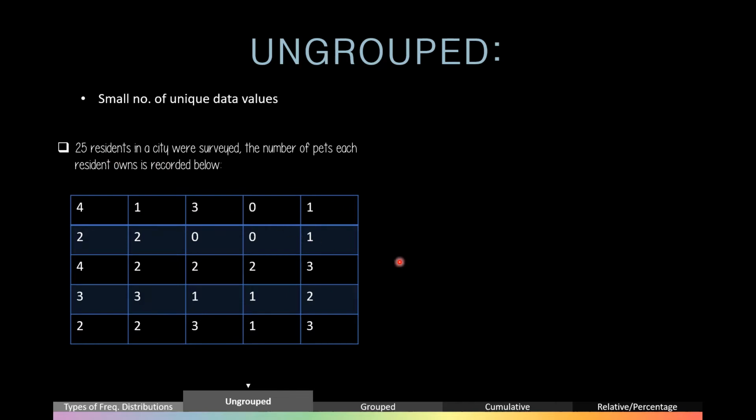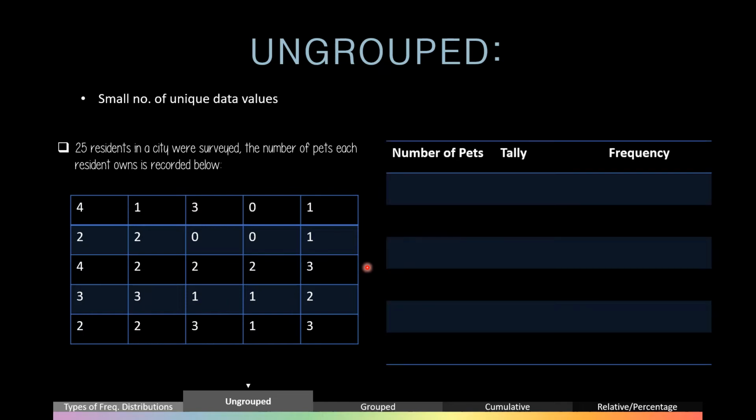Now, if we look into this data set, we can see that there's about 5 unique data values. So that is to say, from all the data values that exist in this data set, there's only 5 unique numbers. Now, given that we have a small number of unique data values, we can go ahead and construct an ungrouped frequency distribution. So to do this, we would draw up a table that has columns for number of pets, tally, and frequency, where number of pets are unique data values. So we're going to list them numerically, 0, 1, 2, 3, 4, and the last row is our total row.